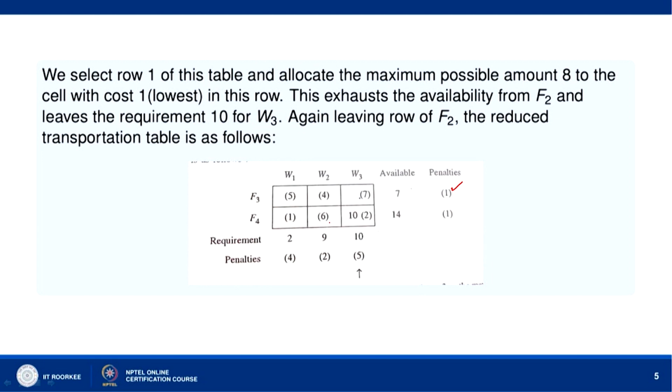So, difference is 1. Smallest cost here is 2, next to smallest is... smallest cost is 1, next to smallest is 2. So, difference is 1. Column wise, 1 is here, 5 is there. So, smallest is 1, next to smallest is 5. So, difference is 4, and here smallest is 4, next to smallest is 6. So, difference is 2 here. Here the difference between smallest and next to smallest is 5. So, maximum penalty is now 5.